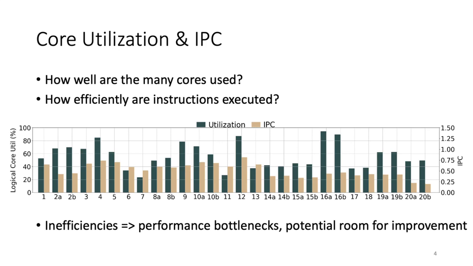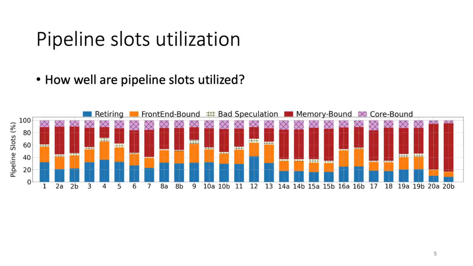This low IPC suggests that there are some inefficiencies causing performance bottlenecks, and by addressing those inefficiencies, there is potential room for performance improvements. To understand more about the inefficiencies, we looked at how well the core pipeline slots are being utilized.